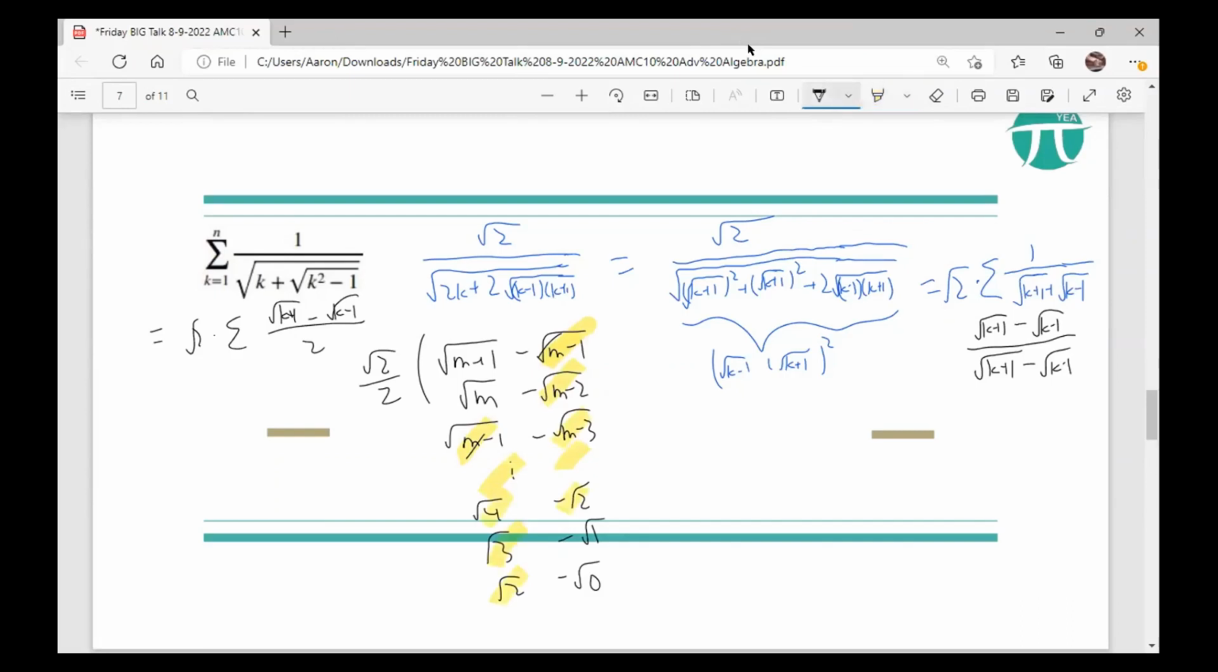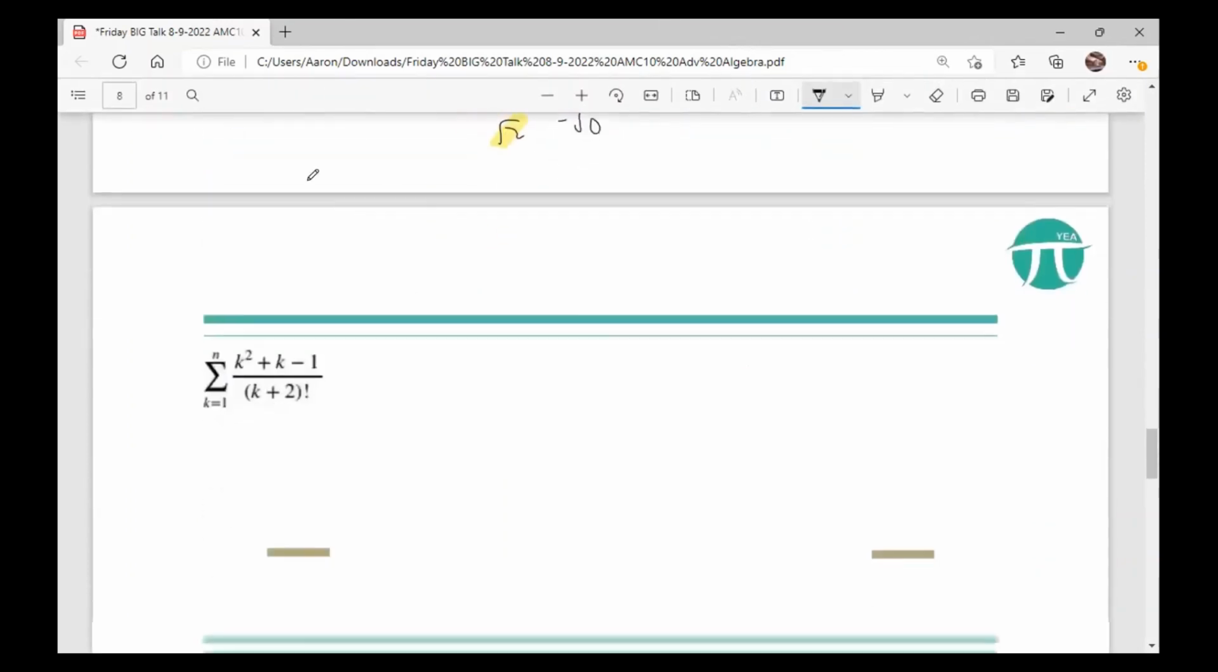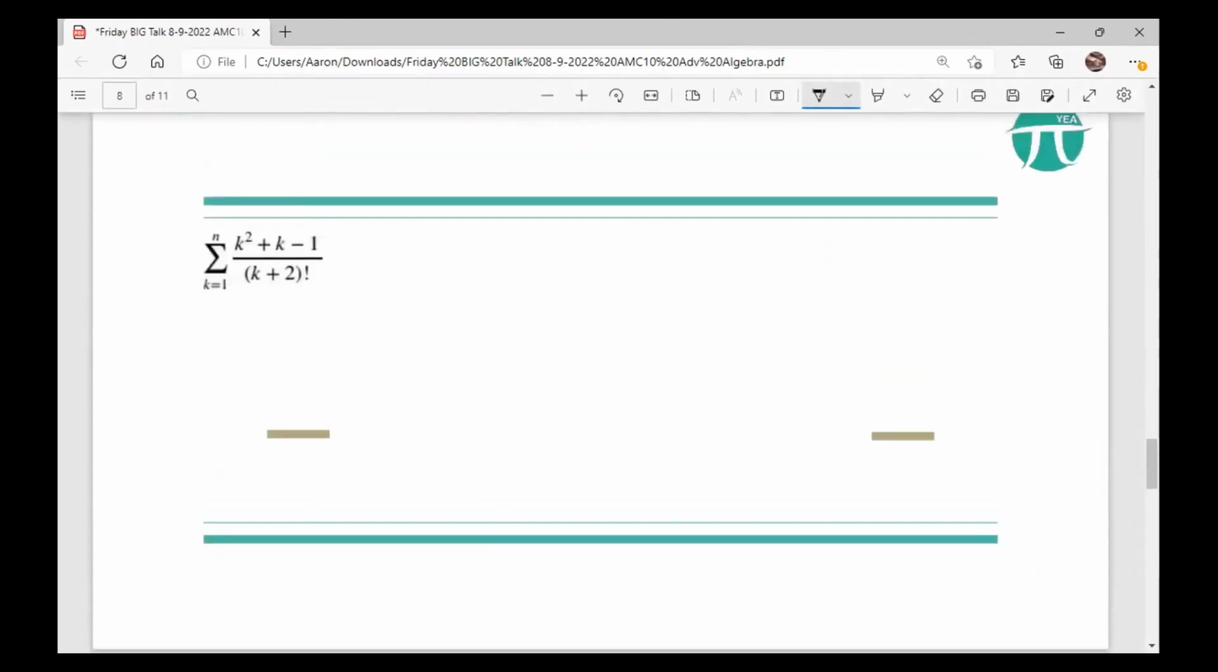So this is just root 2 over 2 times root m plus 1 plus root m minus 1. And so that's the answer to this question. And so next up, we have another one.